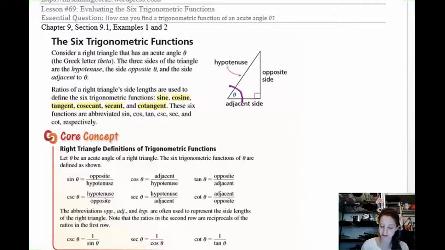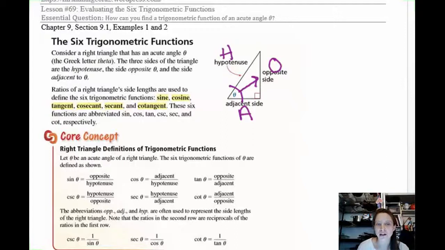We have this acute angle identified as theta. So we have the hypotenuse, which I'll be indicating as H in our diagrams. Hypotenuse is always across from the right angle. We have the opposite side, which is the side across from theta, and adjacent is another way of saying next to.